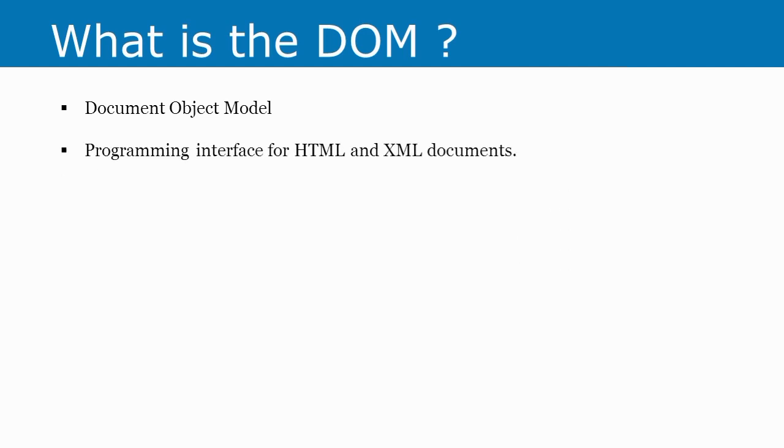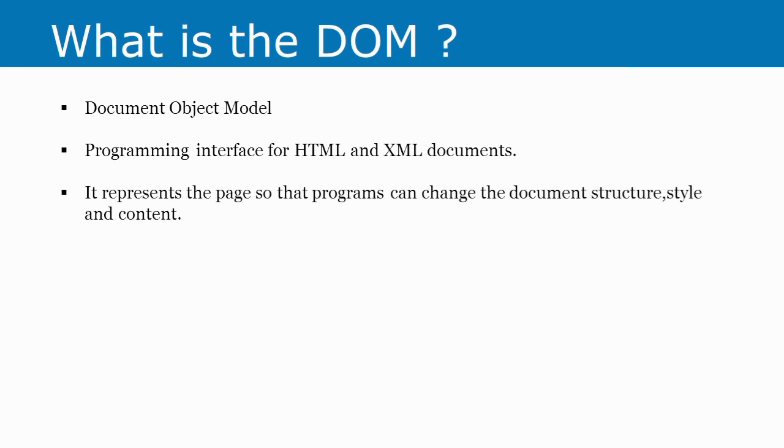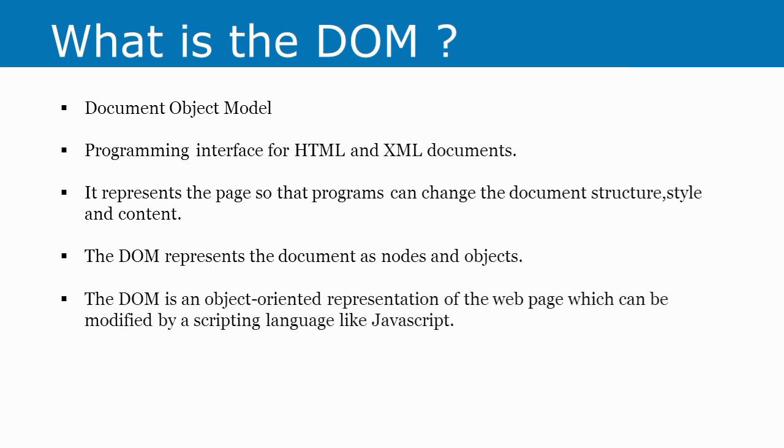So it's used to represent the page so that programs can change the document structure, the style, and the content. The DOM represents the document as nodes and objects. That way, the programming languages can connect to the page. The DOM is an object-oriented representation of the web page which can be modified with a scripting language like JavaScript.